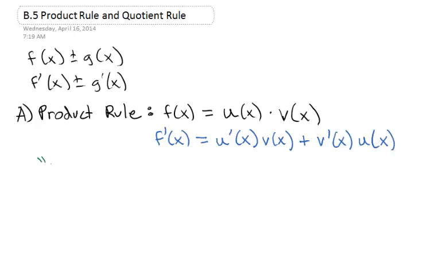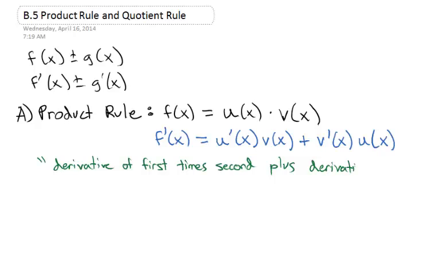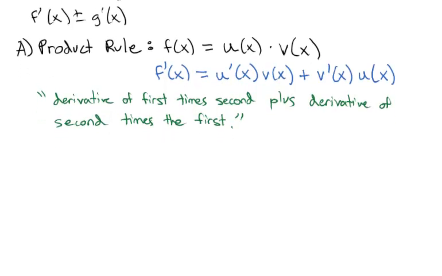In other words, it is the derivative of the first times the second plus the derivative of the second times the first. So let's take a look at some examples of some problems and how we can find those derivatives.